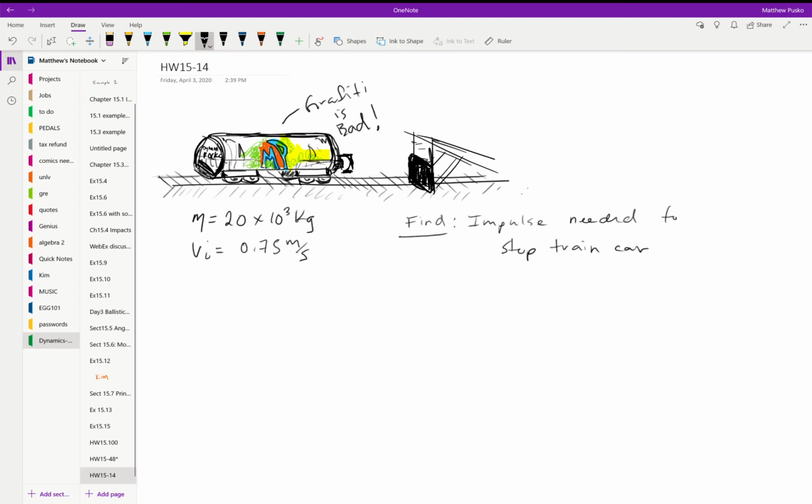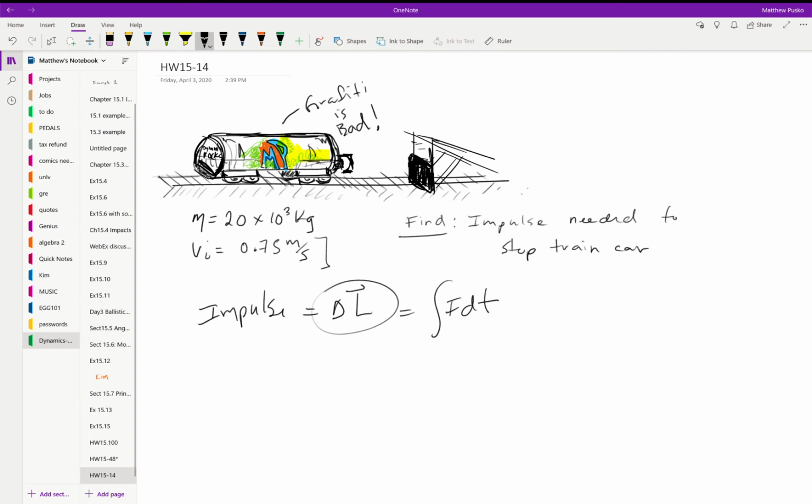This is homework 15-14, so I'm going back a little bit, but sometimes when they ask what is the impulse required, it's kind of overlooked that we can just say the impulse is the change in linear momentum. Even though we don't know the force that's getting integrated, it's still equal to the change in linear momentum.